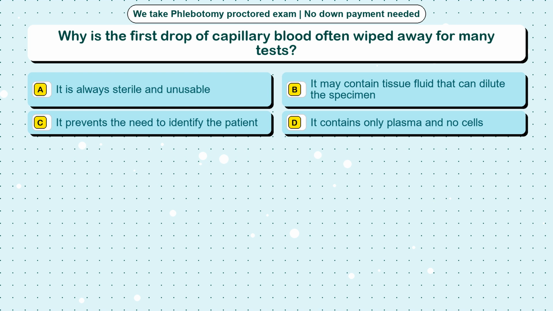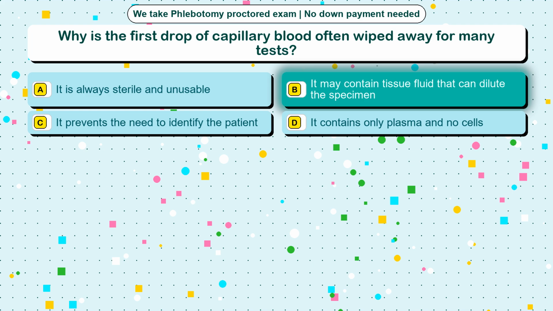Question 61. Why is the first drop of capillary blood often wiped away for many tests? Option A. It is always sterile and unusable. Option B. It may contain tissue fluid that can dilute the specimen. Option C. It prevents the need to identify the patient. Option D. It contains only plasma and no cells.